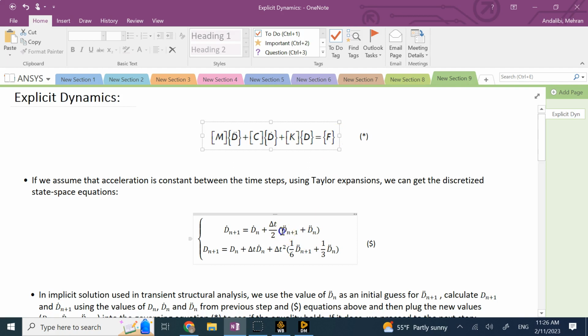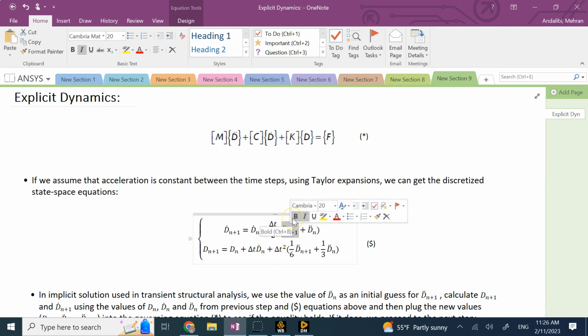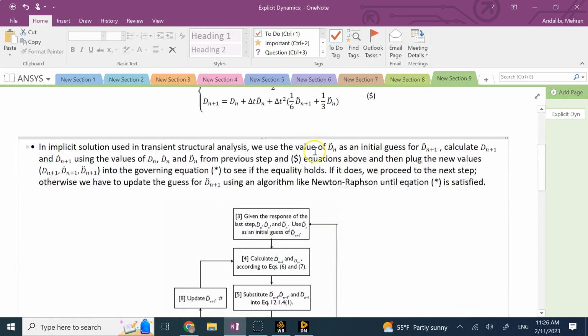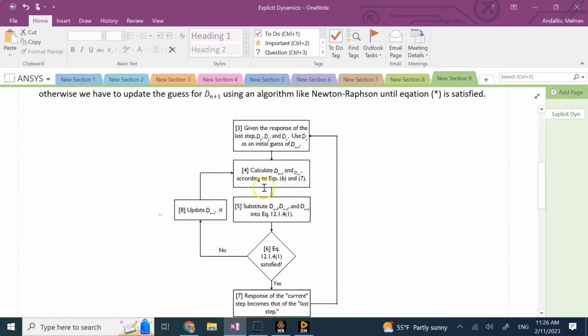It means the guess I had for this next acceleration term was correct, then I'm good, so I accept the new numbers for d and d dot for displacement and velocity, and I go to the next iteration. But if this equality does not hold, it means that this initial guess of d double dot n plus 1 is not correct. So what should I do? I need to update my guess, right? And I should keep updating this guess until what? This equality holds.